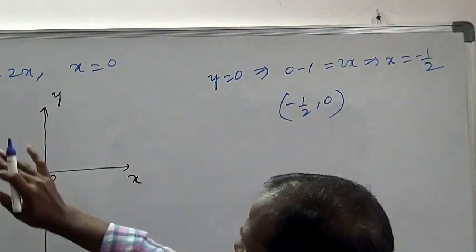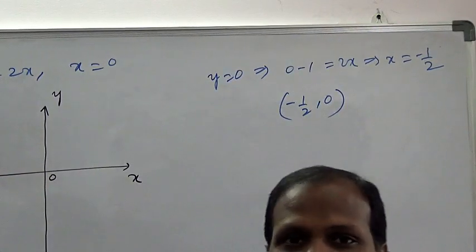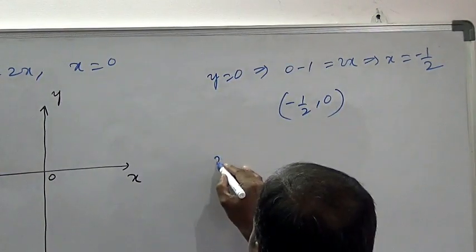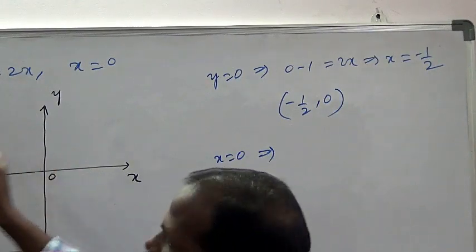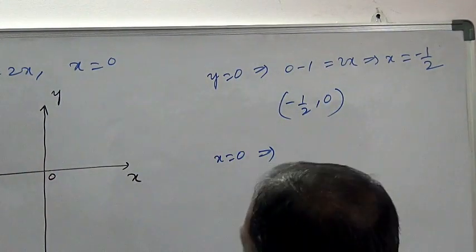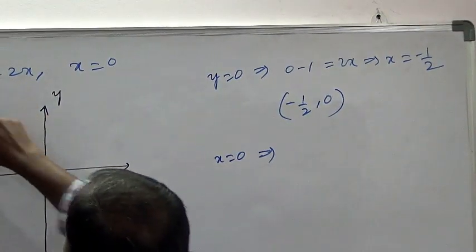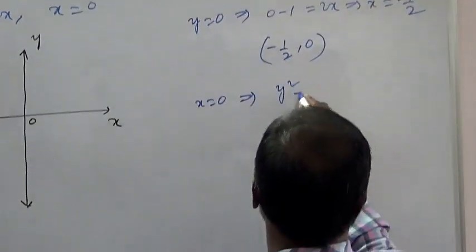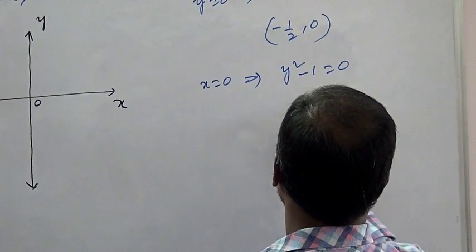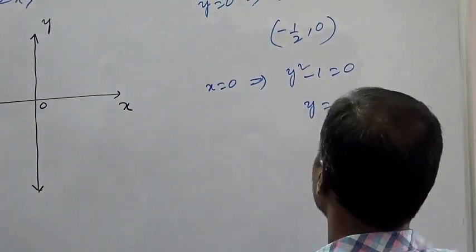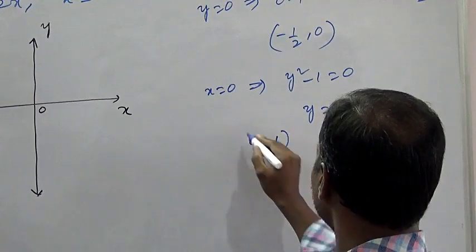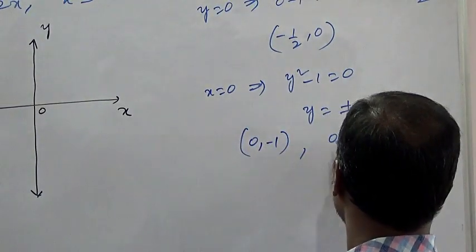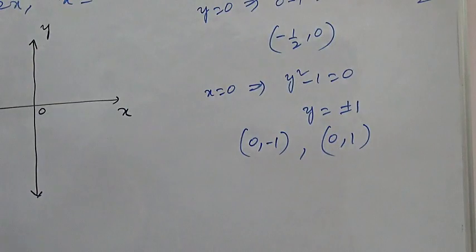Next, to find where this curve meets the y axis, you put x equal to 0. So x equal to 0 means y square minus 1 equal to 0, which means y equal to plus or minus 1. So the points are 0 comma minus 1 and 0 comma 1. X equal to 0 means the y axis.